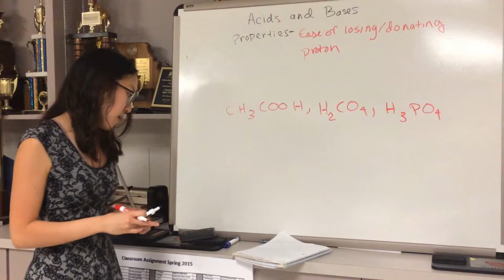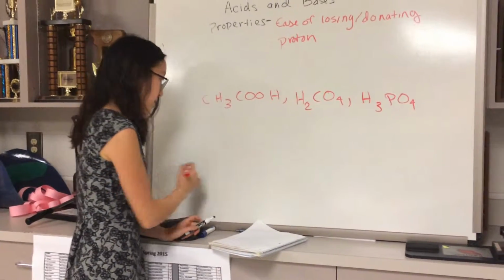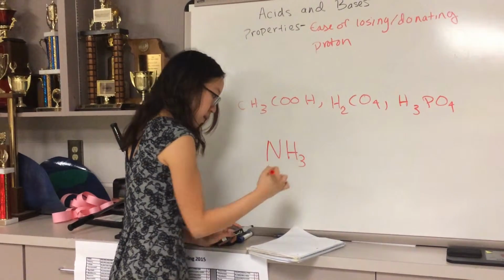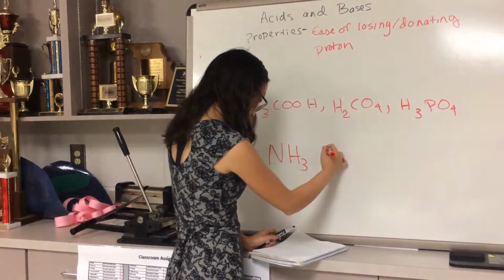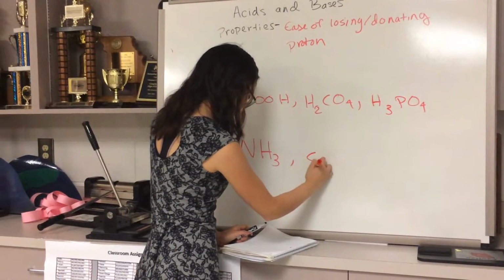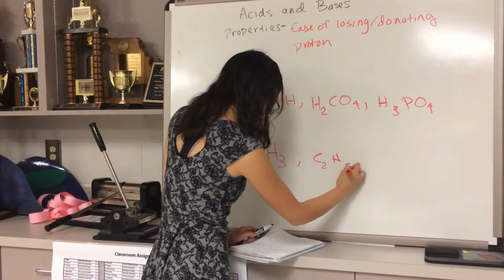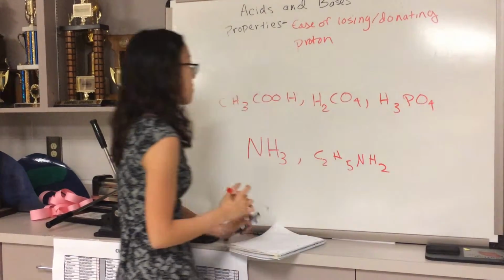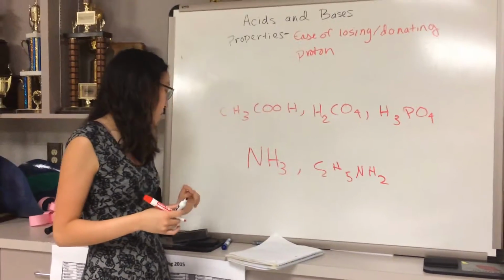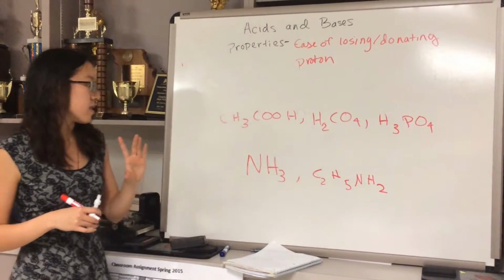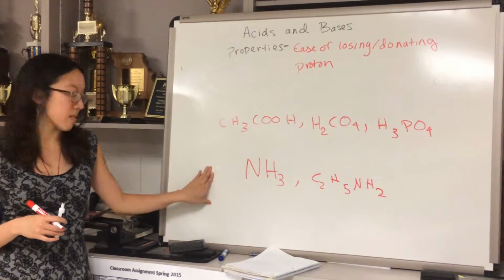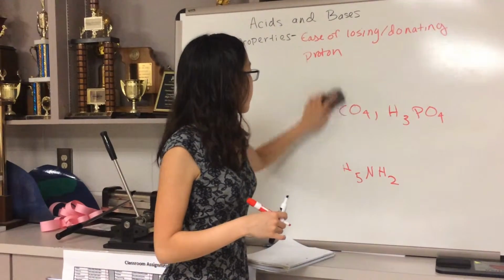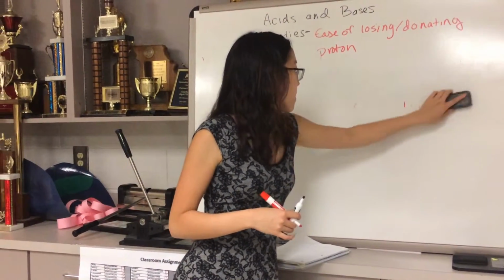Okay? And I'll leave this up, and I'll also have some examples of weak bases. Our ammonia and our ethylamine are some examples. So this is our ammonia and ethylamine. It'd be really convenient if you could just identify these in different problem sets. Okay?